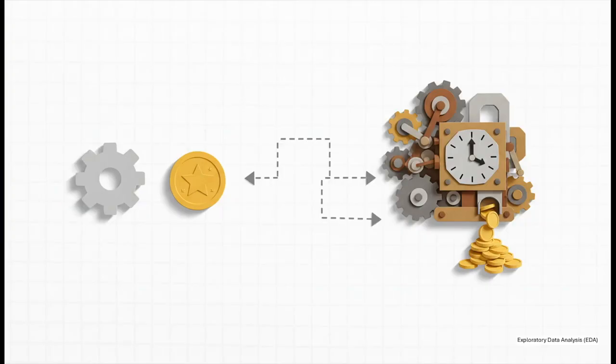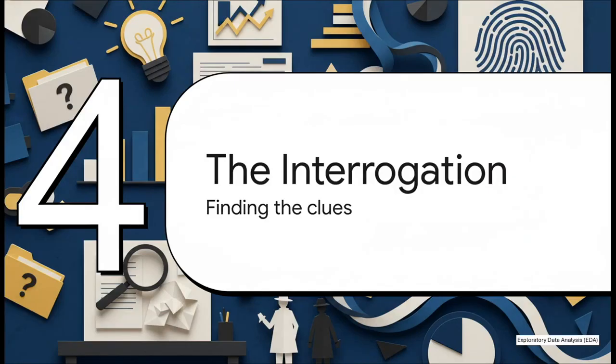Now, the investigation isn't just about cleaning, it's also about making the data more useful. This often means transforming it. For example, if you have columns for quantity and price, you could create a totally new total_price column. It's like combining two pieces of evidence to create a brand new insight. So, with our evidence now clean and organized, it's time for the interrogation.